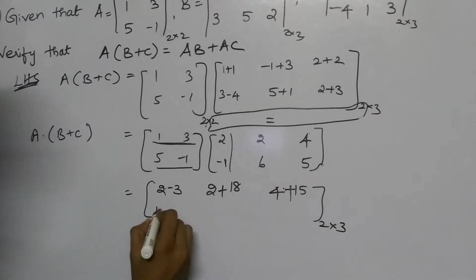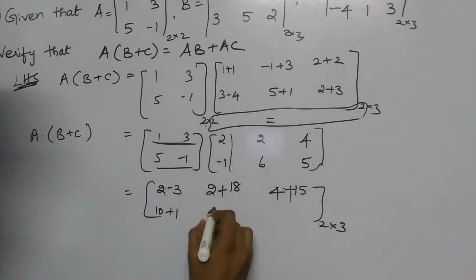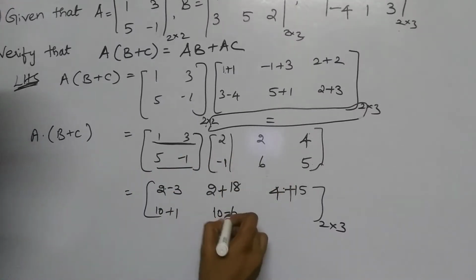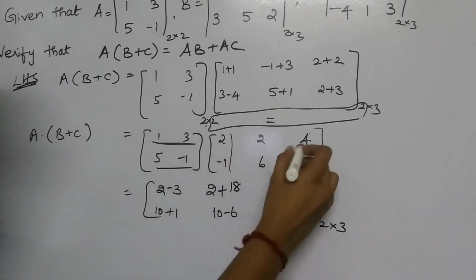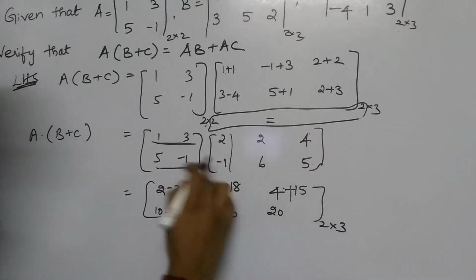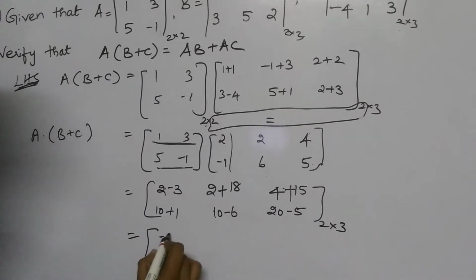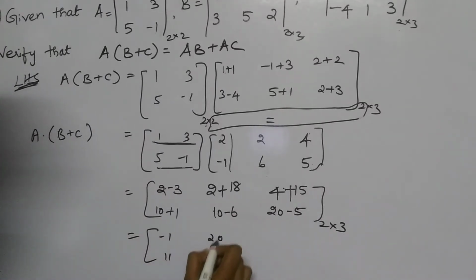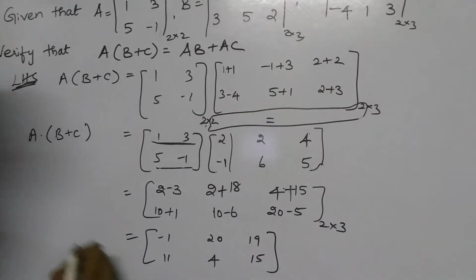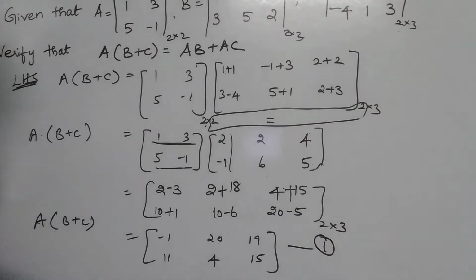5 into 2, 10. Minus 1 into minus 1, that is plus 1. Again here 5 into 2, 10. Minus 1 into 6, minus 6. Again 5 into 4. Third column, we are going to do now third column. 5 into 4, 20, minus 1 into 5, minus 5. Okay, what is the answer now? Minus 1, 11, 20, 4, 19, 15. That is your A into B plus C. So let it be the first equation. Okay, mark this as first equation.